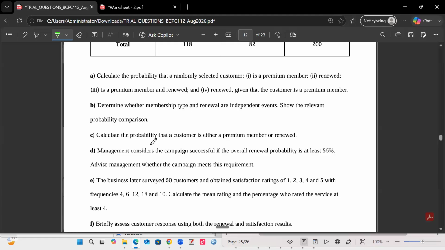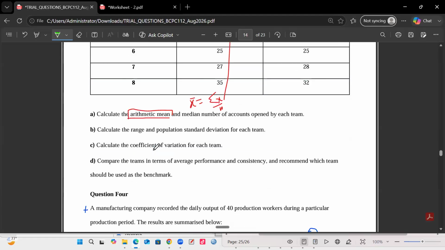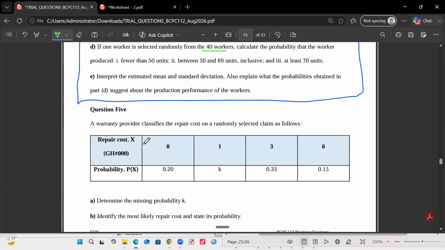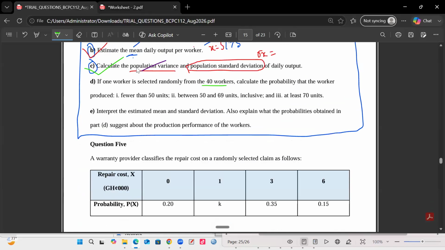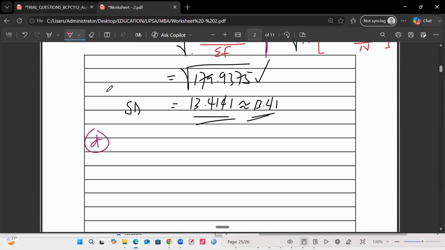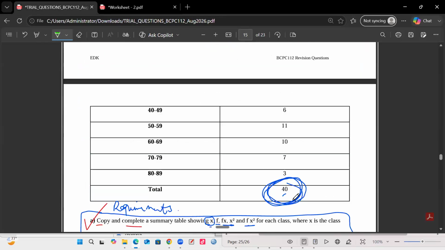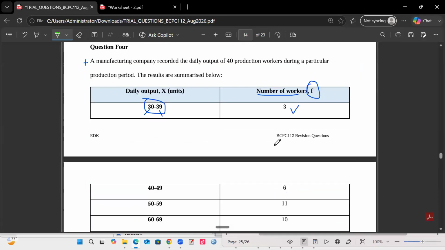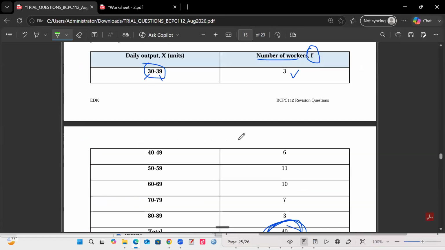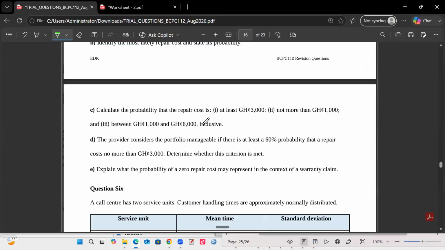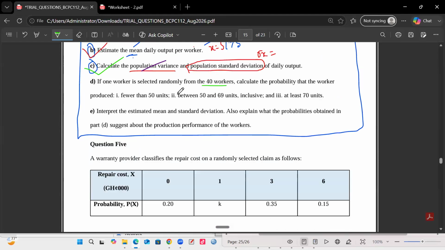It's probability. And here today, they are asking for probability and the frequency distribution. Here, question 4. It's not difficult. So let's look at how you do it. Let me write here that D is D. It says if one worker is selected randomly from the 40 workers, the 40 workers here are all the frequencies, the number of workers, 40. It's selected at random from 40 workers. Calculate the probability. What symbol do we use to represent probability?